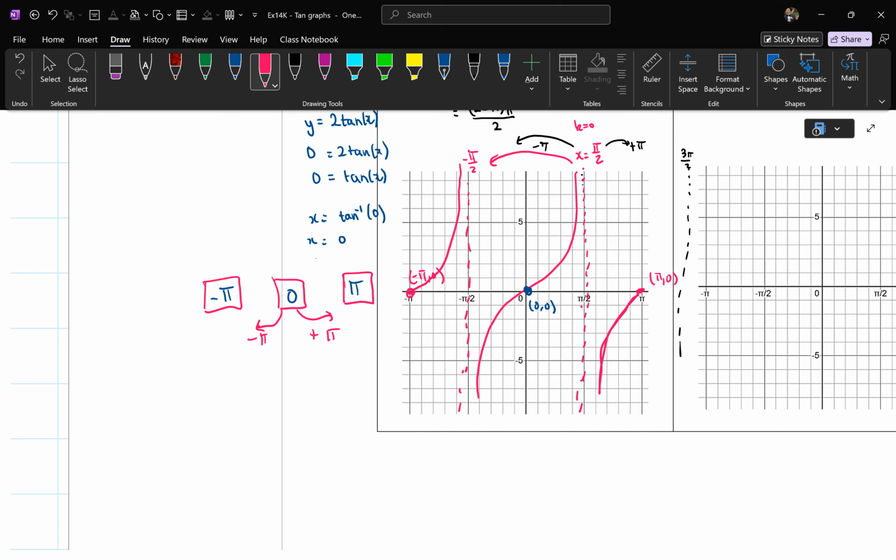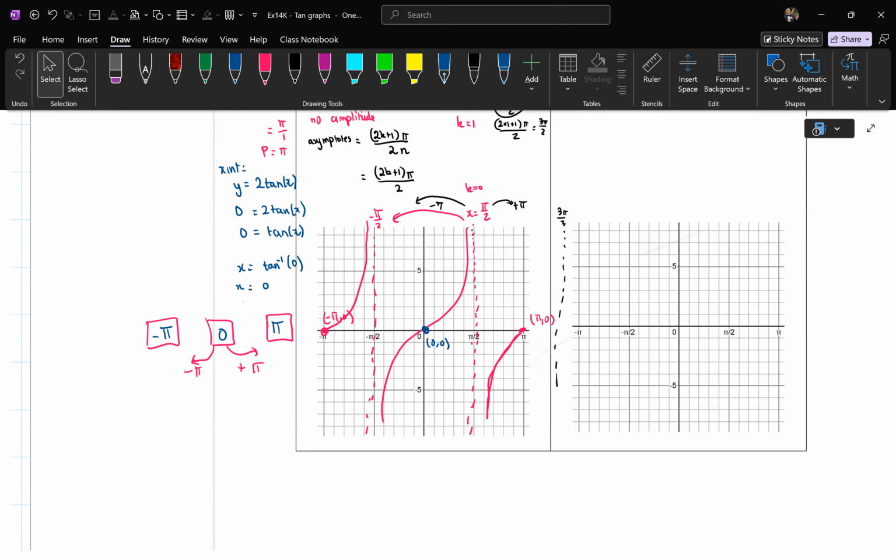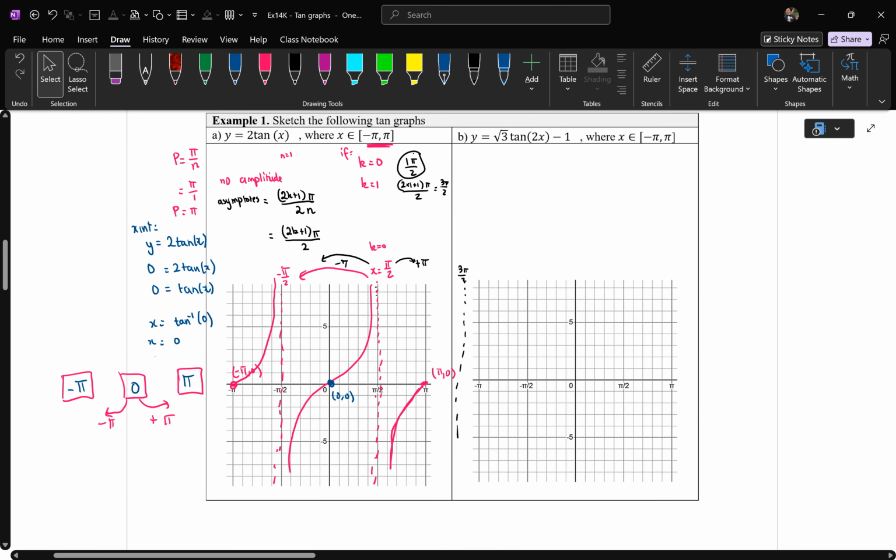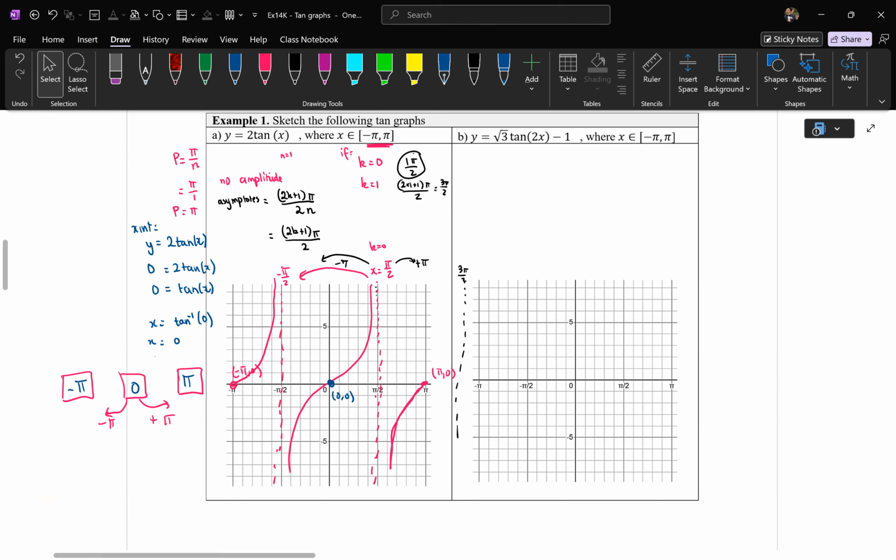Okay, so for all graphs, no matter which one I give to you, you are just finding one x-intercept, one asymptote, add and subtract the period. And that will give you the boundaries to sketching one. Let's do the next one over there, just so you can get a feel of it. Here we go. Same thing again.